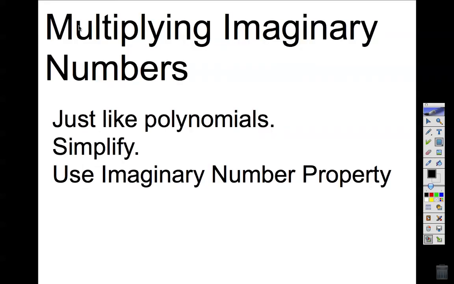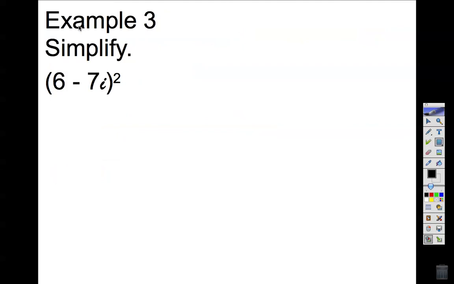Multiplying imaginary numbers, we're going to multiply them just like polynomials. Instead of x being our variable, we're going to think of i being our variable. We're going to simplify, and we're also going to use the imaginary number property that we saw earlier in the video. In example 3, we are asked to multiply 6 minus 7i squared. In order to do that, it's easier to see if we have 6 minus 7i times 6 minus 7i.